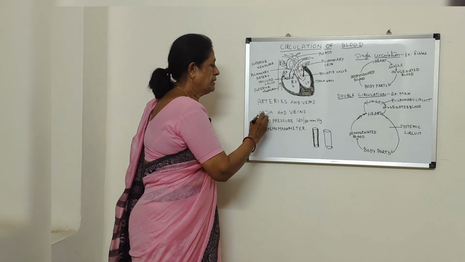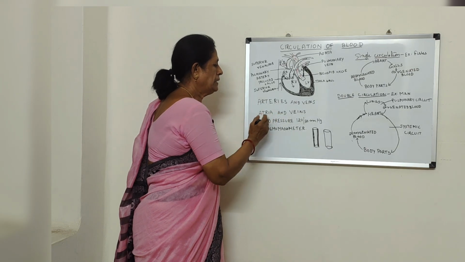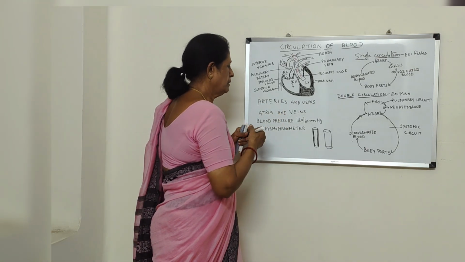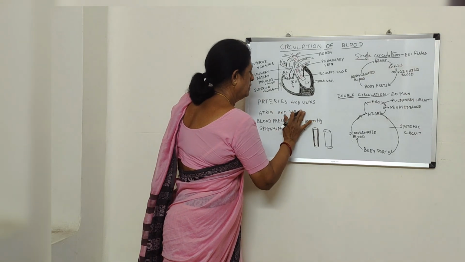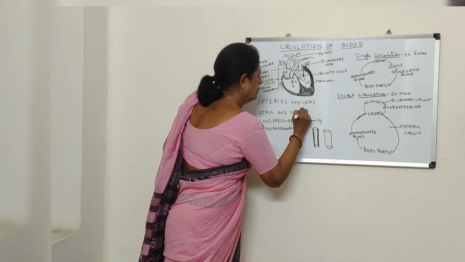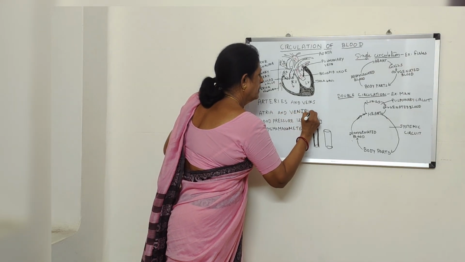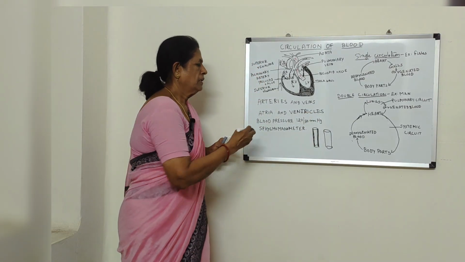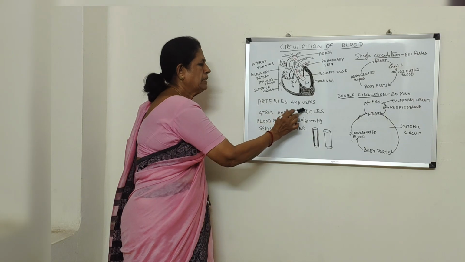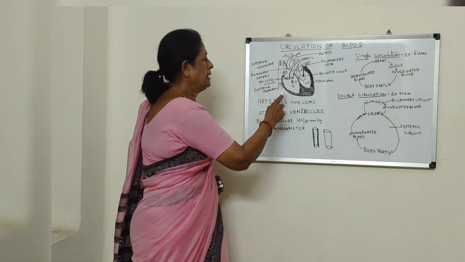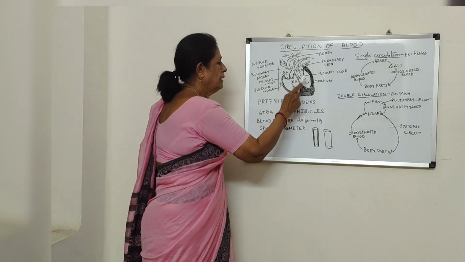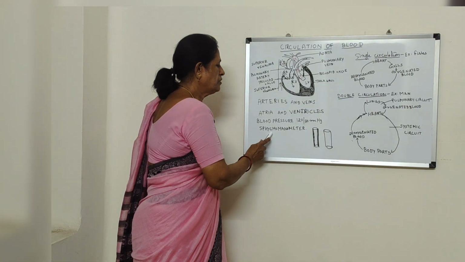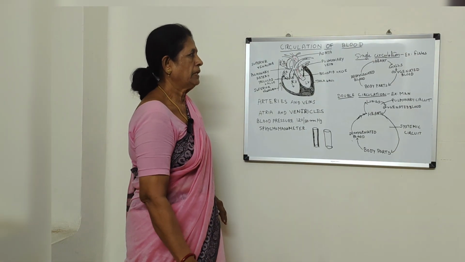So this is about the differences between arteries and veins, atria and ventricles. Right auricle, right ventricle, left auricle, left ventricle. So this is blood pressure, and the instrument is the sphygmomanometer.